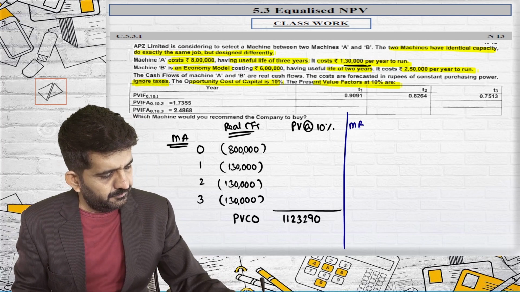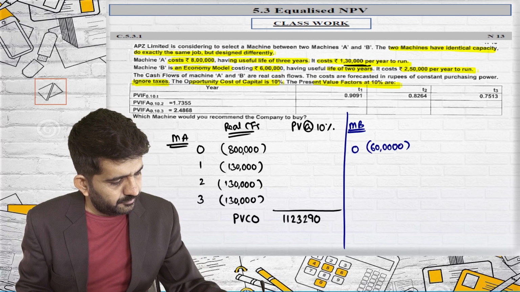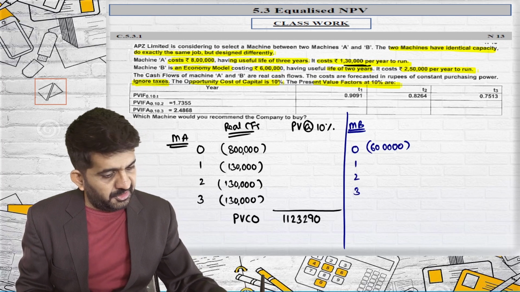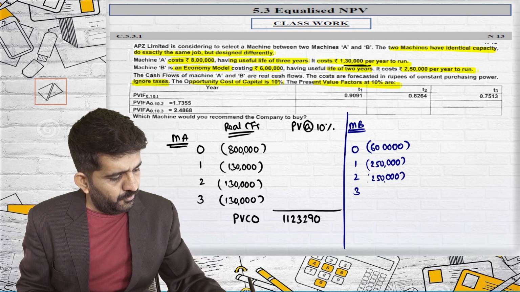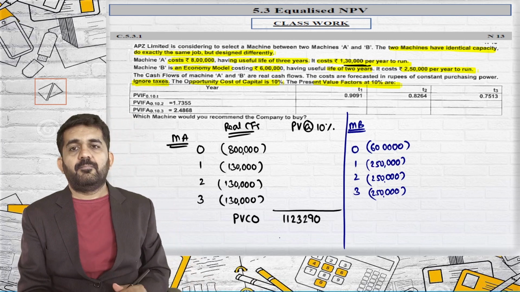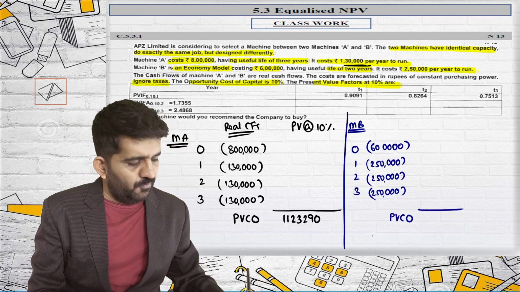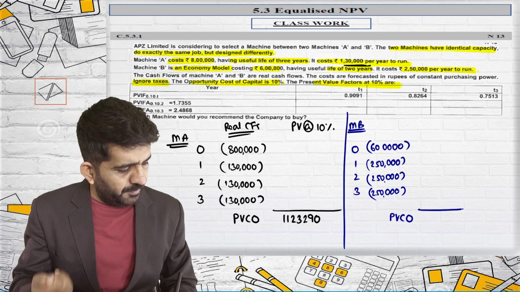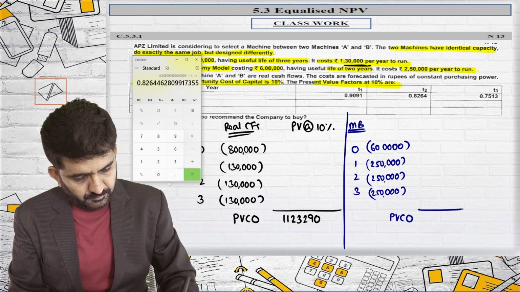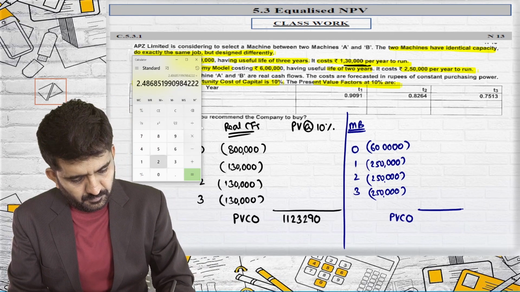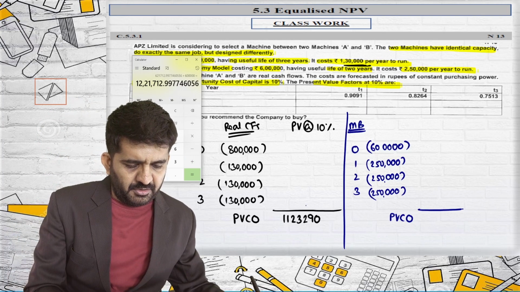I am doing for machine B. Machine B in 0 year it will be negative 6 lakhs. 1, 2 and 3 years it will be 2,50,000 outflow. Just find out present value of cash outflow. I cannot find out NPV. I will have to find out present value of cash outflow. 6 lakhs is itself a present value. 2,50,000 I need to find out present value.